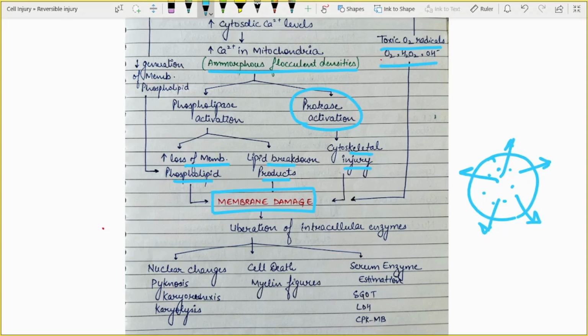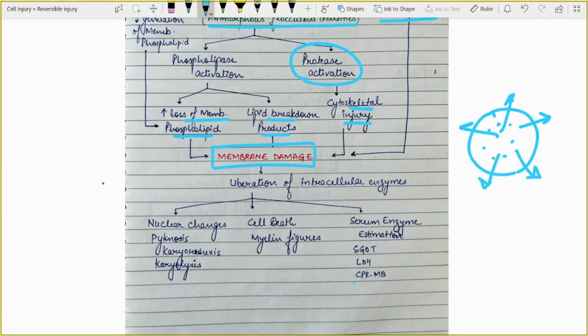For example, if a patient of MI comes to the emergency department, how would we determine that this patient is suffering from MI? We will measure the CPK-MB levels, because the myocardial cells contain the CPK-MB, and we will measure those contents. We will measure CPK-MB levels and determine if this patient had MI or not. So, the membrane damage will lead to liberation of the intracellular enzymes, and these intracellular enzymes will lead to the cell death and even the myelin figure formation.